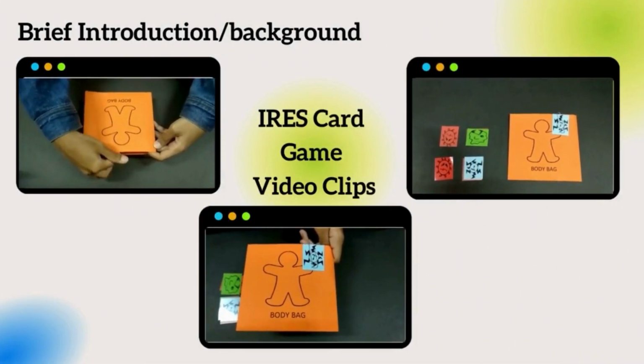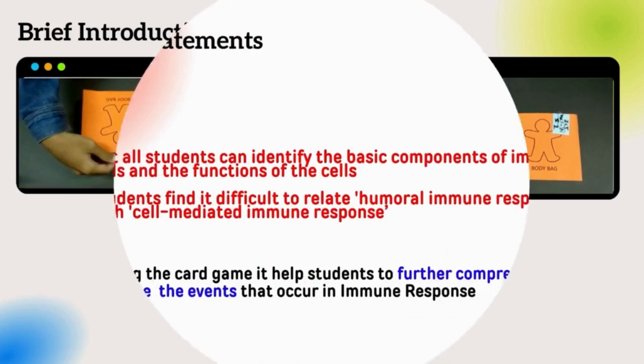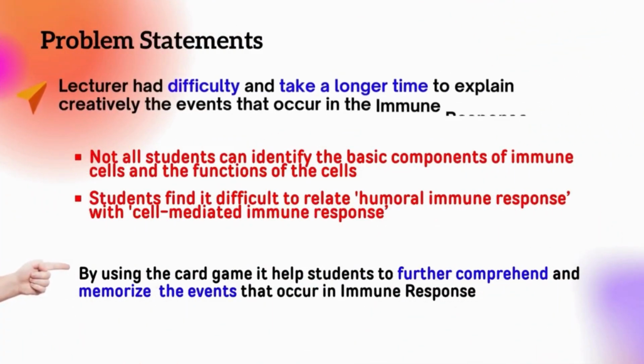Here are some Ires card game video clips involving bacterial infection cells and viral infections. Before the innovation, the lecturer had difficulty and took longer time to explain operatively the events that occur in immune response subtopic. All students can identify the basic components of the cells and the function of the cells. Students find it difficult to relate humoral immune response with cell-mediated immune response. So, by using the card game, it helps students to further comprehend and memorize the events that occur in immune response subtopic.